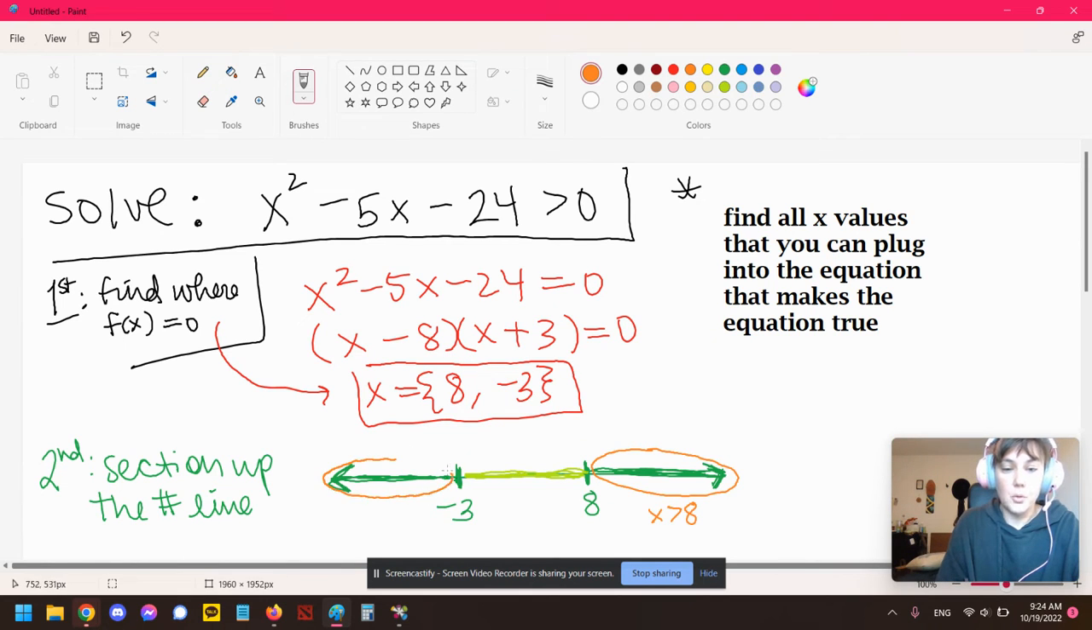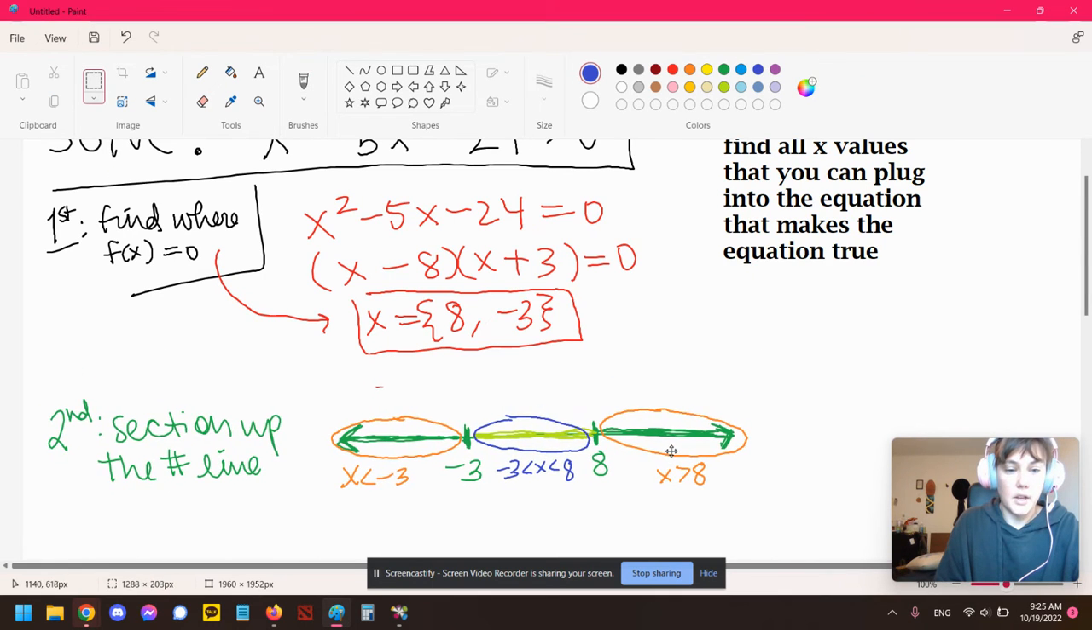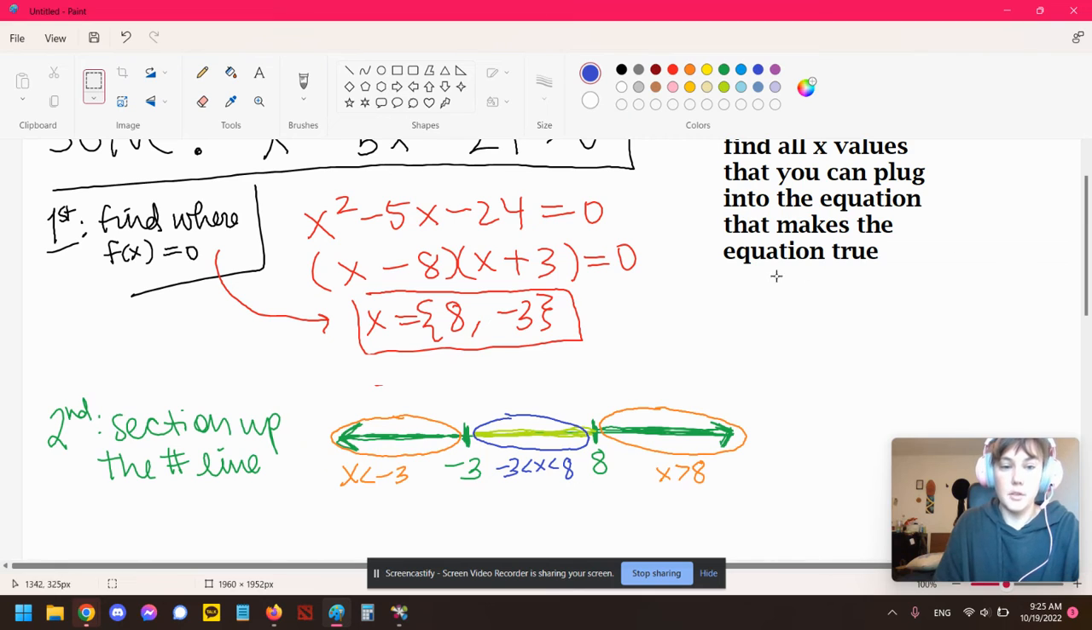Every number before -3 will either be positive or negative when I plug it into the equation. And every number between -3 and 8 will either give me a positive or negative number. So now I want to figure out, is it positive or is it negative? Let's do it. I sectioned up my number line. I found my 3 intervals that I care about.